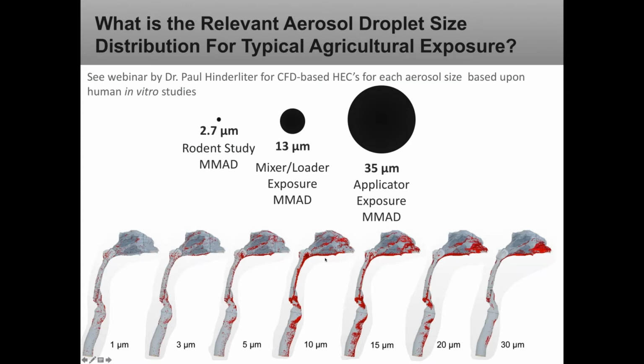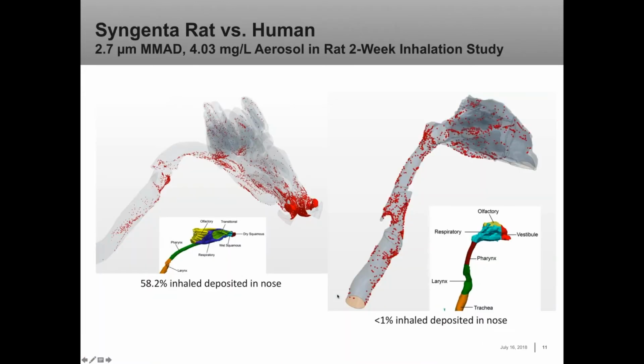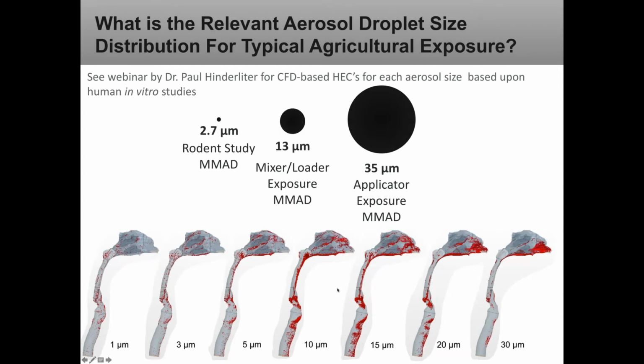As you get larger and larger towards this particle size that are observed from the mixer loader or the applicator exposures, you'll see that particles are now starting to deposit more and more in the nose, and as they get larger, the effects of gravity drop them towards the base of the nose, into the larynx, and eventually as you get towards the largest particle size, hardly any gets past the nose and into the conducting airways of the lung.